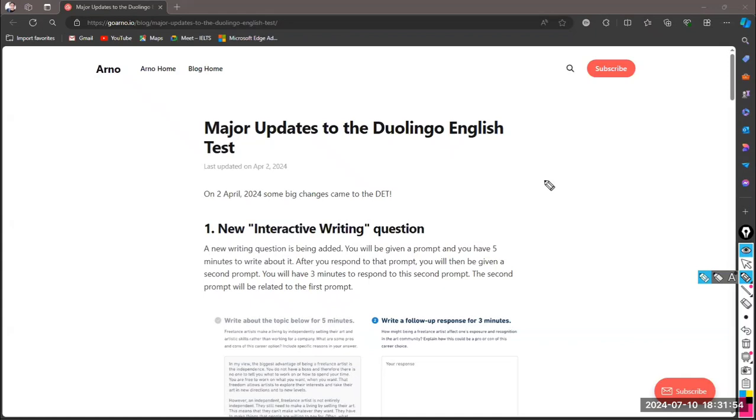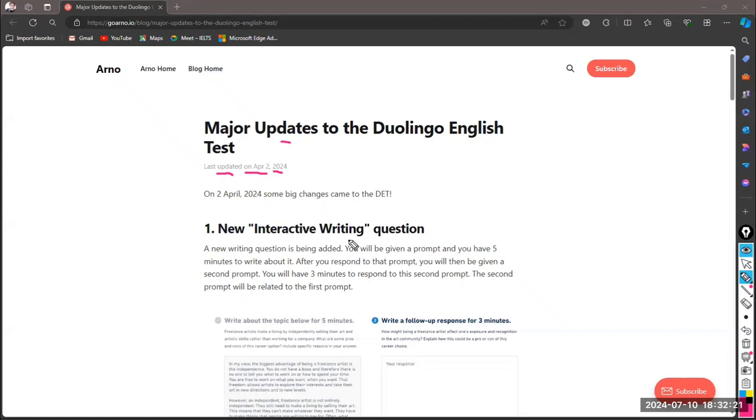I uploaded this page and we have to discuss it just to check the updates that we have in this exam. The last update about the DUOLINGO exam, Malak, was on the 2nd of April 2024. This is the latest update. So what are the major updates that happen to the Duolingo English test or exam?